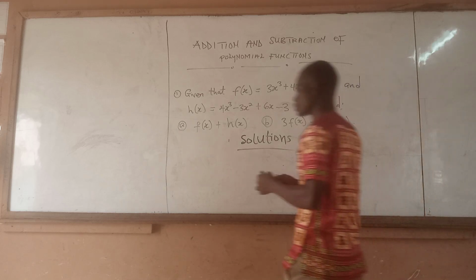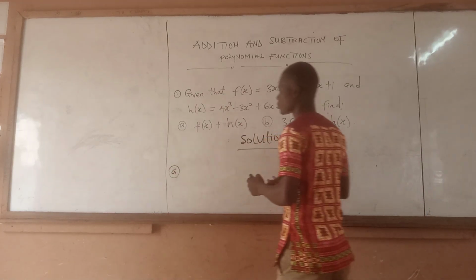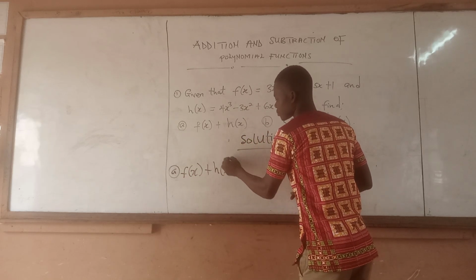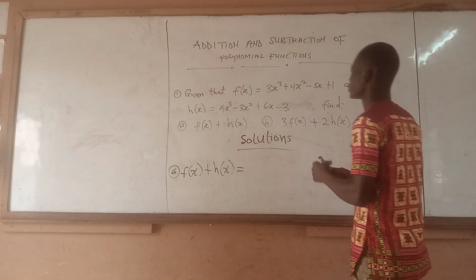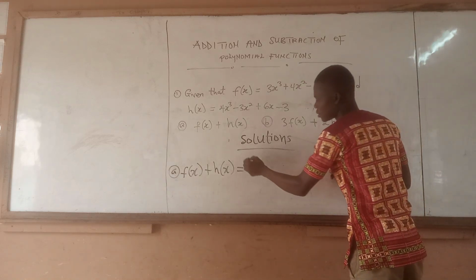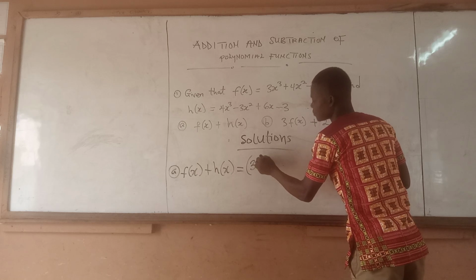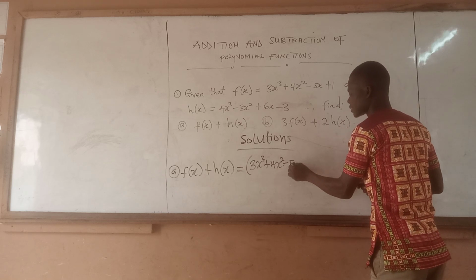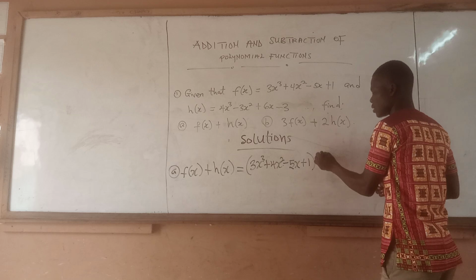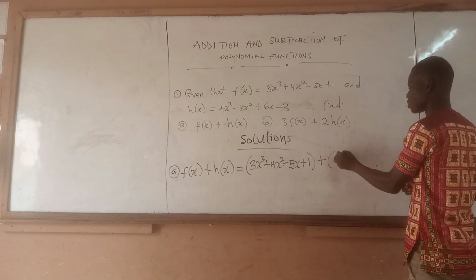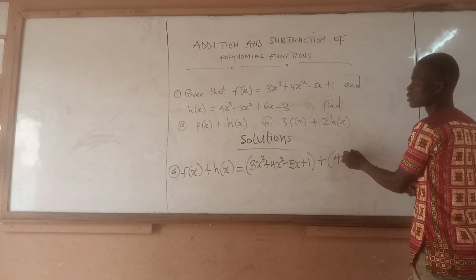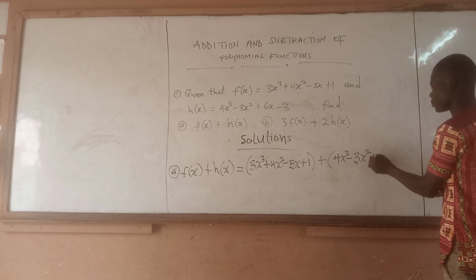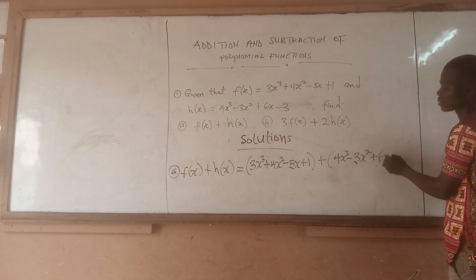So we have the first part, which is A. We have to find function f plus function h, which is equal to function f, which is 3s cubed plus 4s squared minus 5s plus 1, plus 4s cubed minus 3s squared plus 6s minus 3.